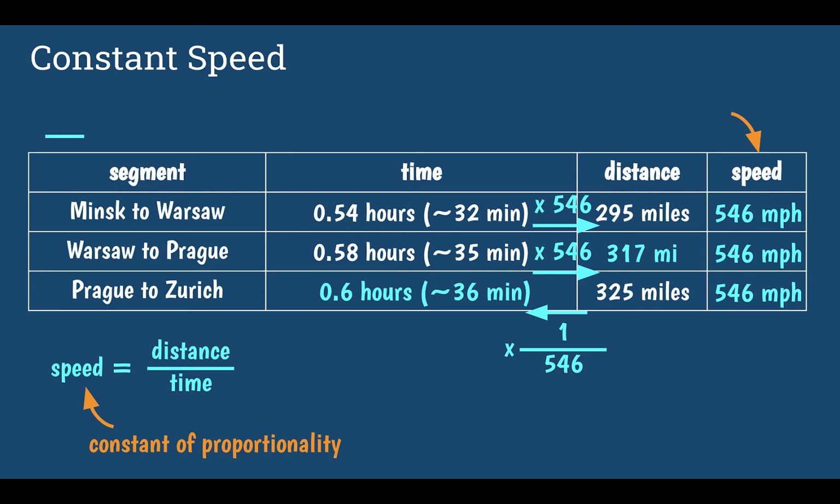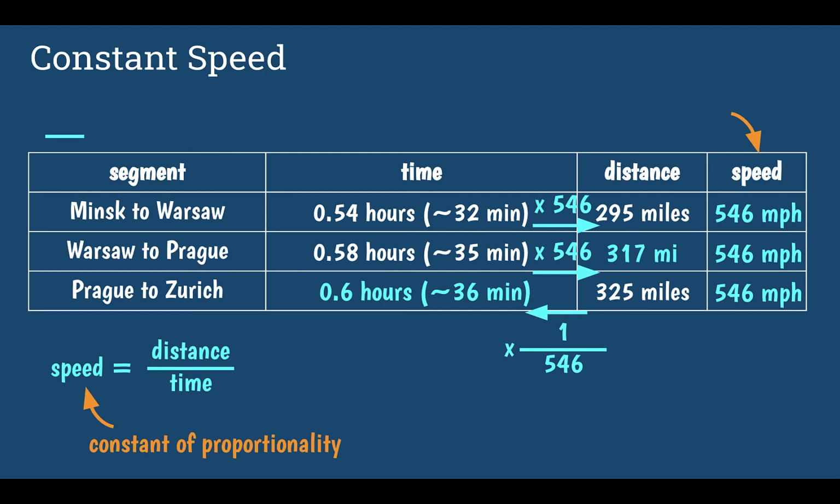If we were to go back and look at our map, we could see that these cities are pretty close to being equidistant apart. 32 minutes, 35, 36. 295, 317, 325. They're all pretty close to being the same distance and the same time.